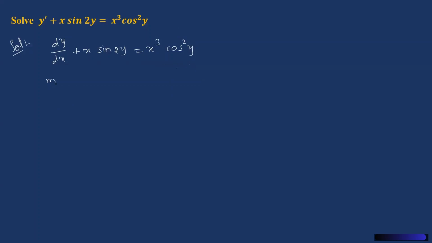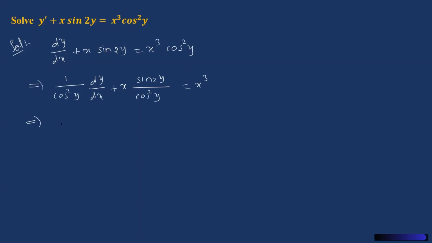See, I cannot write multiply, right? So I'm just dividing it by cos square y. So we get it this way: 1 by cos square y dy by dx plus x into sine 2y divided by cos square y is equals to x cube.